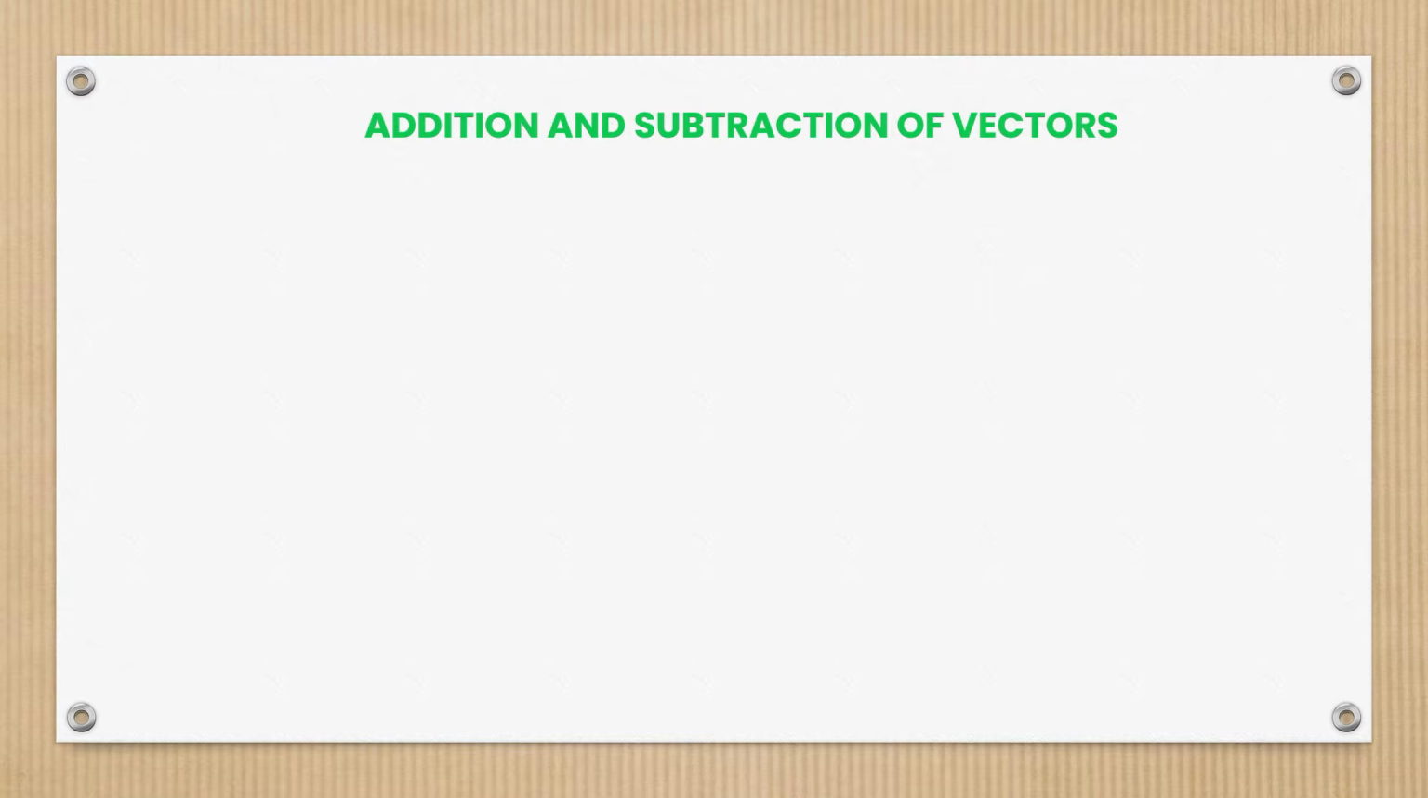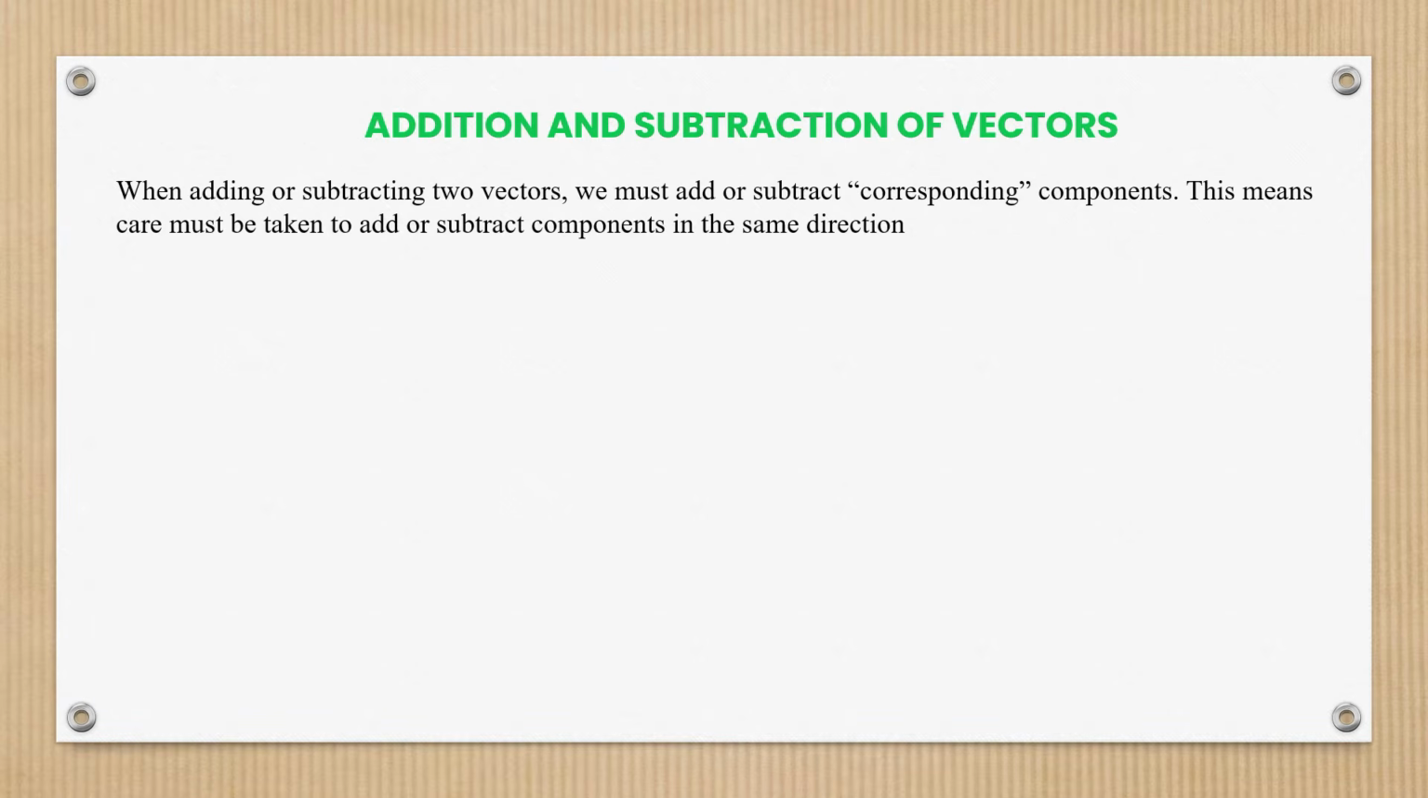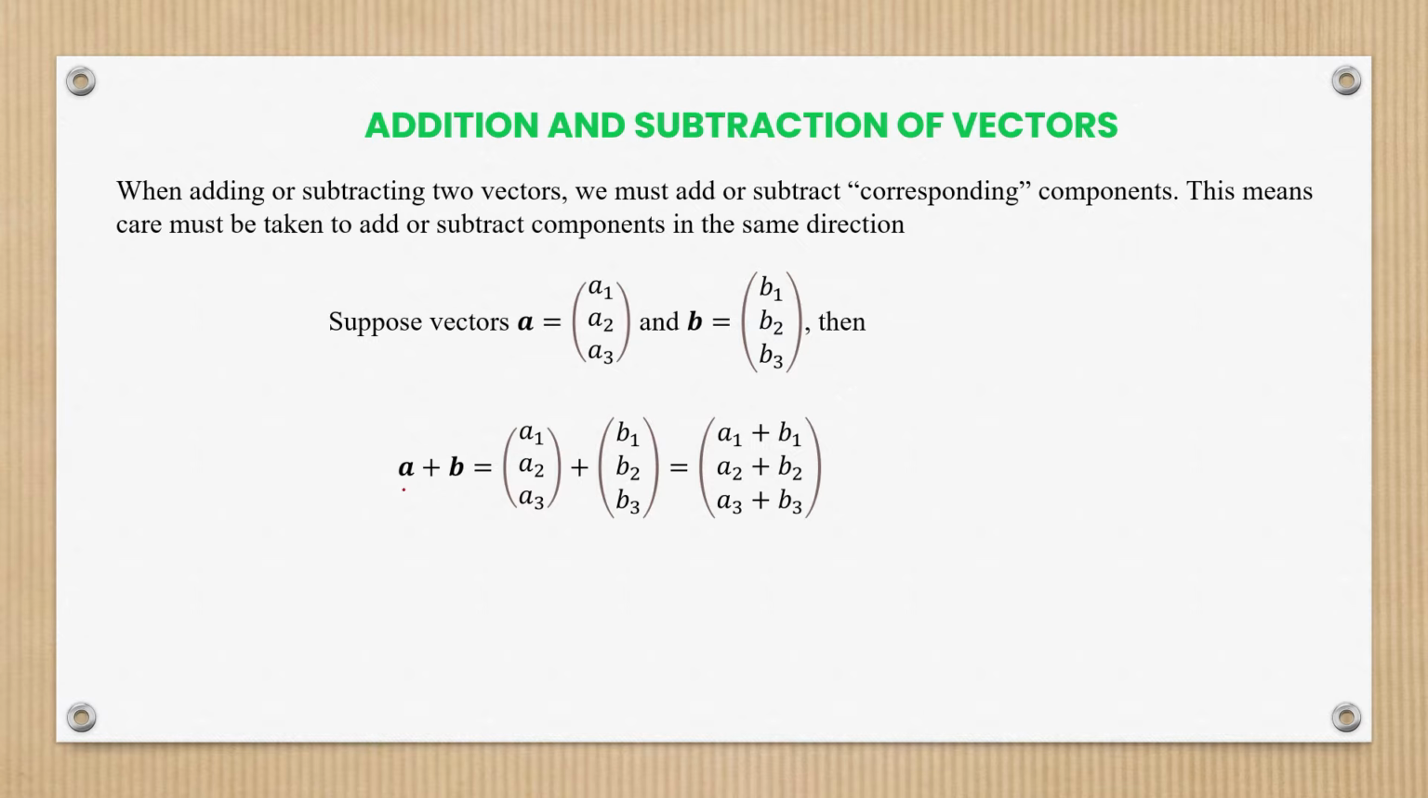Alright, let's look at addition and subtraction of vectors. Now when adding or subtracting 2 vectors, we must add or subtract corresponding components. This means that care must be taken to add or subtract components in the same direction. Suppose we have the vectors a equal to (a1, a2, a3), and b equal to (b1, b2, b3). Then, if we want to add the vectors a plus b, we can add the corresponding components. So we have a1 adding b1, then a2 adding b2, and then a3 adding b3. That's how we calculate such numbers.